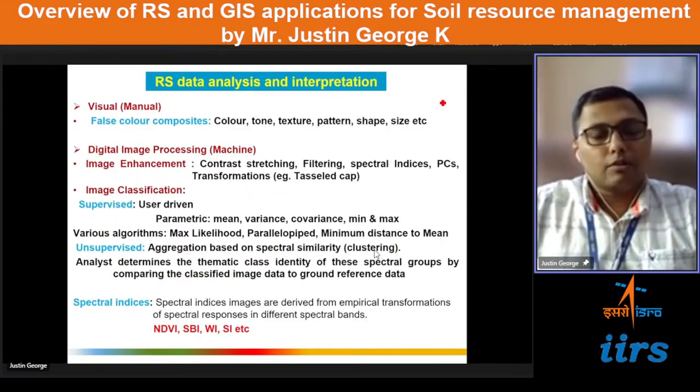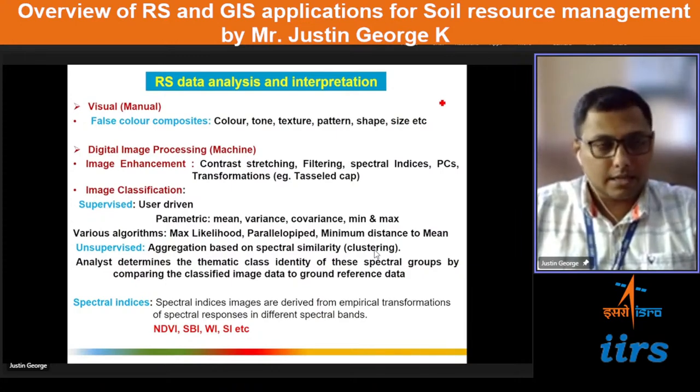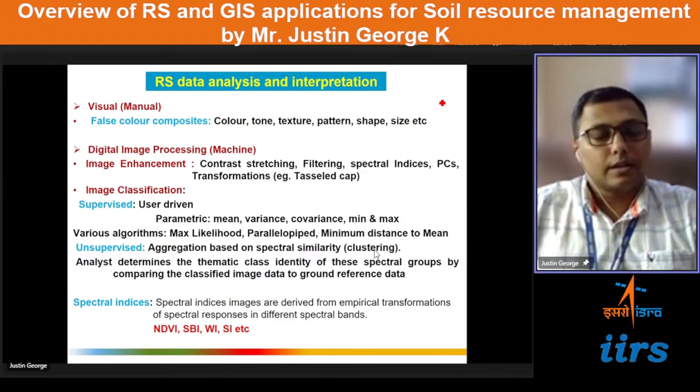So briefly mentioning the various remote sensing data analysis as well as interpretation techniques, the foremost thing which comes to the mind of a person is the visual or manual interpretation, where people will be trying to analyze the false color composite on the basis of color, tone, texture, pattern, shape, size, etc. for identifying various features. The next one is digital image processing, where the computer systems will be using various algorithms.